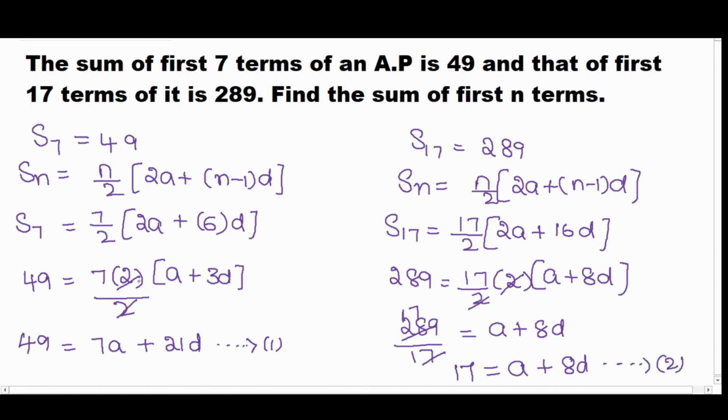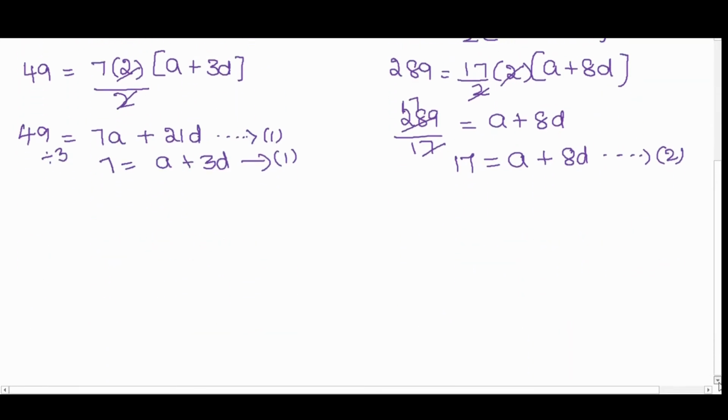So let's go back to equation number 1. You can see that in all the three, 49, 7 and 21, I'll divide the whole equation by 7. Now I result with 7 is equal to A plus 3D. See, the whole equation is reduced. So I result with A plus 3D is equal to 7. And I have one more equation, A plus 8D is equal to 17.